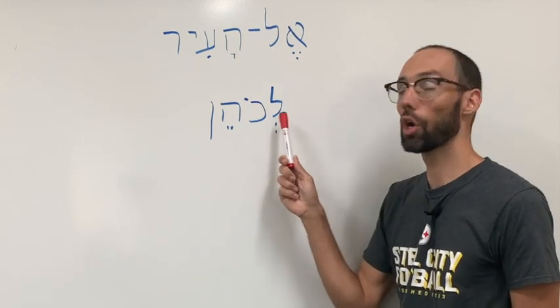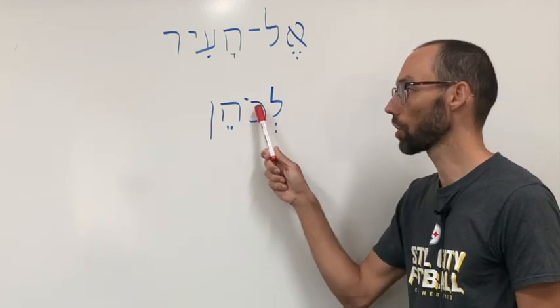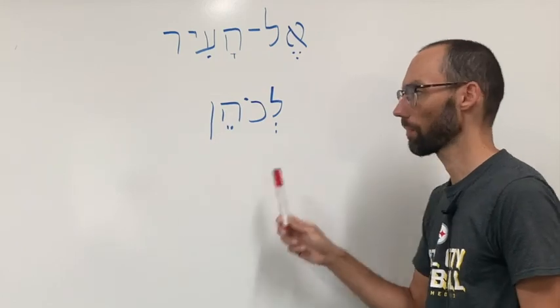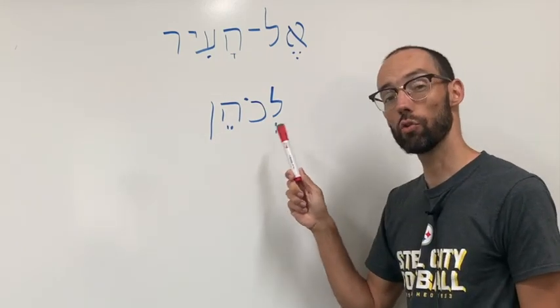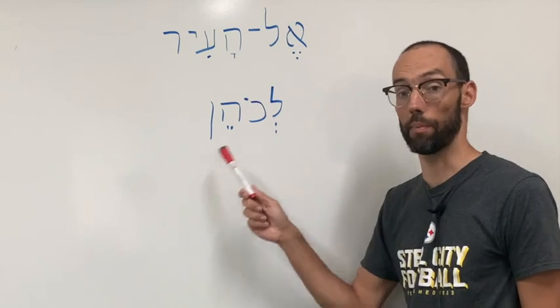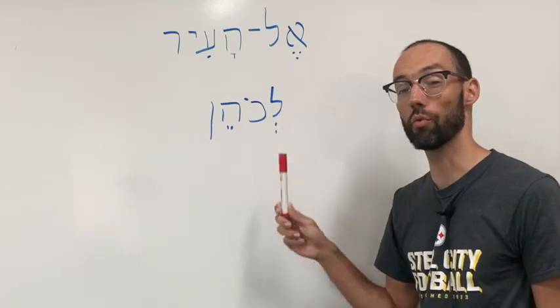Here we have l'kohen, and this means to a priest or for a priest. This preposition can mean to or for.